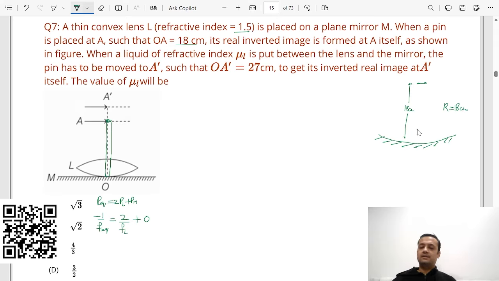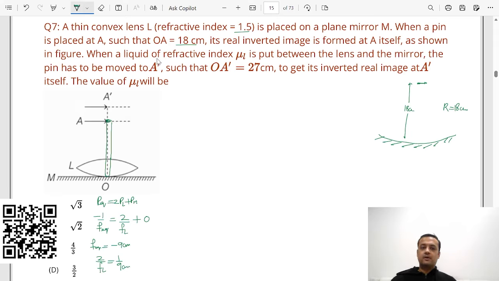Because the concave mirror forms the image on the object itself if the object is kept at the radius of curvature. So we can say that the radius of curvature of this equivalent mirror must have been 18 centimeter, which is why we can say that equivalent focal length will be minus 9 centimeter, minus just because it is a concave mirror. Okay, it is going to behave like a concave mirror. So from here we can see that 2 by focal length of the lens becomes 1 by 9 centimeter, and this lens is this convex lens.